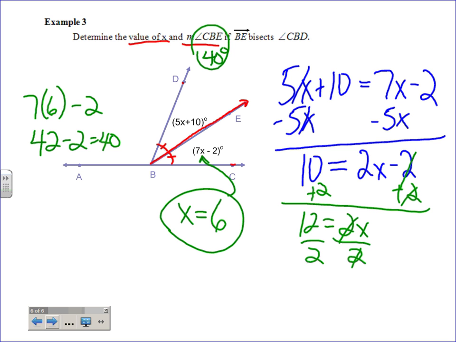So if I put 6 in here, what should I get? Because we're told it was the same, right? It was getting cut in half or bisected. And is that what happens? Well, 5 times 6 is 30, plus 10 is 40. So then this is believable.